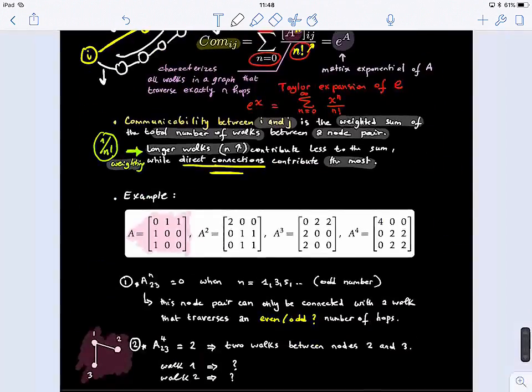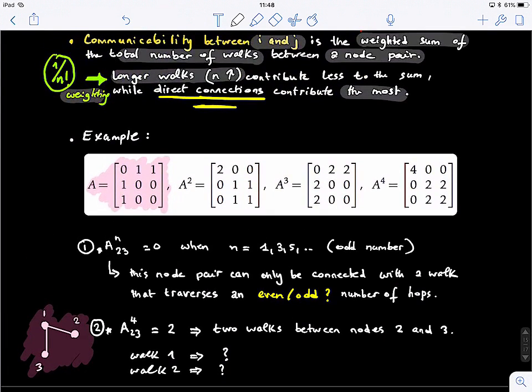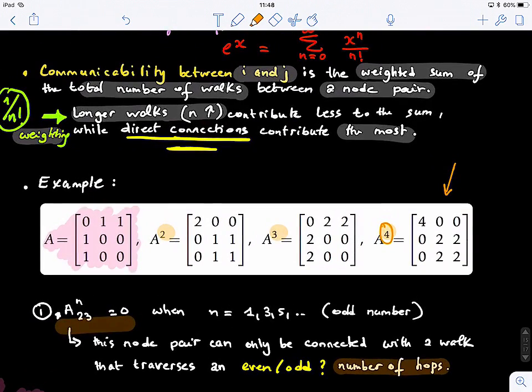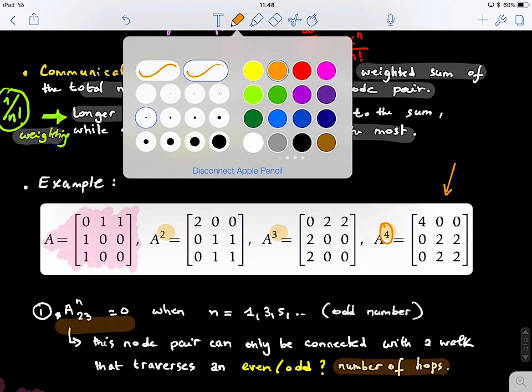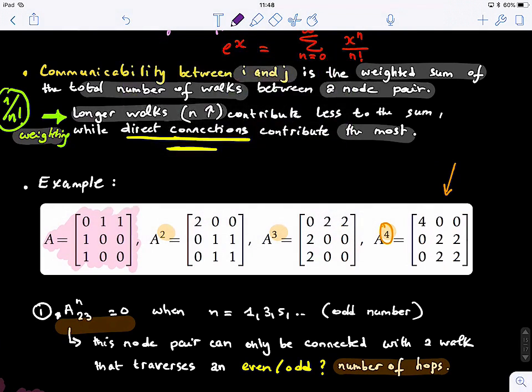So here, let's look at this example. We have a matrix A. We raise it to the power of 2, 3, and 4, which means we go from node I to J in exactly 4 steps. So let's look at A to the 3, which is equal to 0. We notice that it's equal to 0 when n is an odd number. So this node pair can only be connected with a walk that traverses what? An even or odd number of hops? You can choose even or odd. Let's read this and notice this. What is E23? Let's find it. 2 and 3.